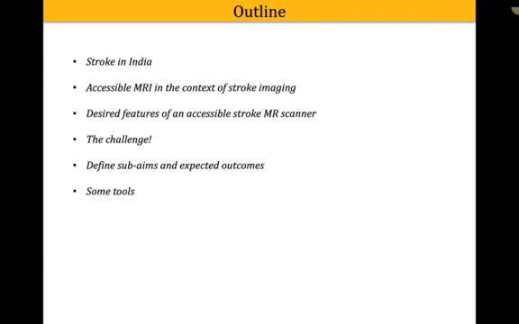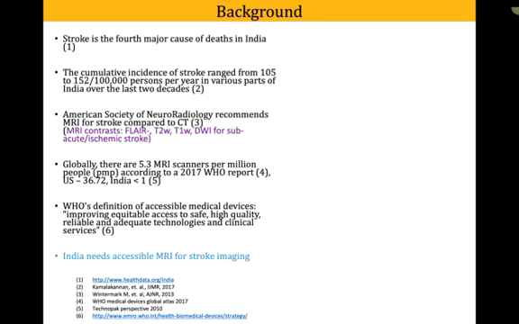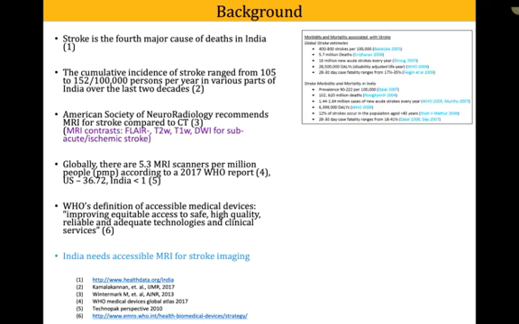So let's get started. Stroke is the fourth major cause of deaths in India, and it has high prevalence per 100,000 people. On the right hand side, you might see some of the statistics over the years from different groups that have actually looked at stroke. And the prevalence is typically between 105 to 150 persons for every 100,000 people.